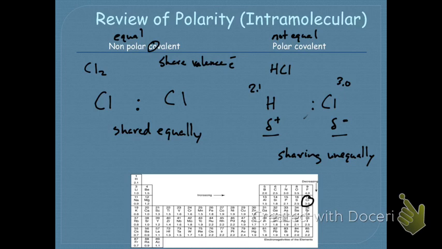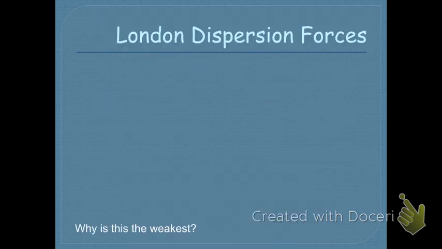All right, now this is just intramolecular, what's happening within the molecule. But let's talk about intermolecular. Understanding intramolecular polar and nonpolar covalent bonds is necessary to understand intermolecular forces. There are three intermolecular forces. The first one we're going to go over is London dispersion forces. London dispersion forces occur between nonpolar molecules.